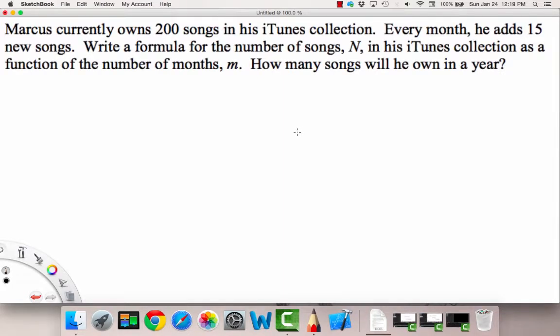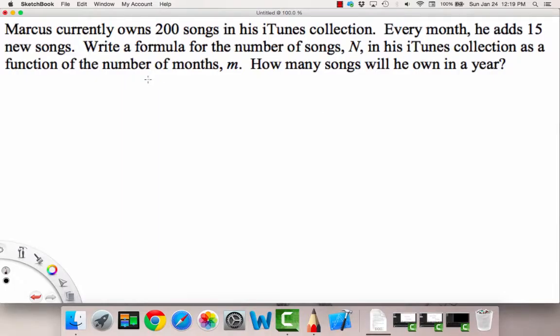Alright, so let's do an example utilizing linear functions. Marcus currently owns 200 songs in his iTunes collection. Every month he adds 15 new songs. Write a formula for the number of songs n in his iTunes collection as a function of the number of months m. How many songs will he own in a year?